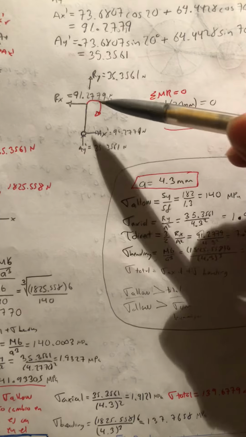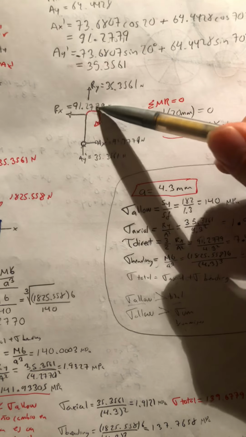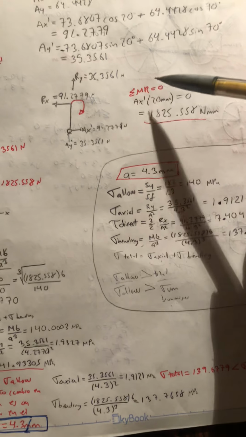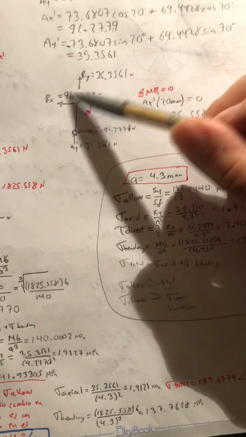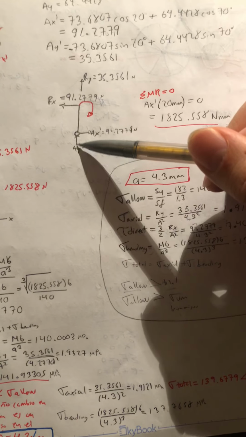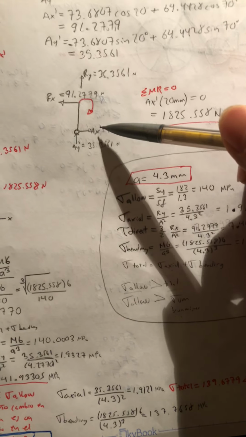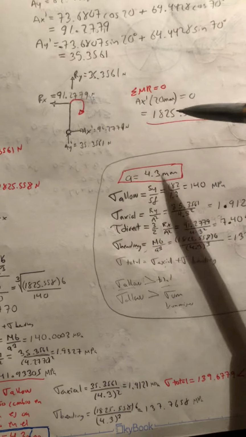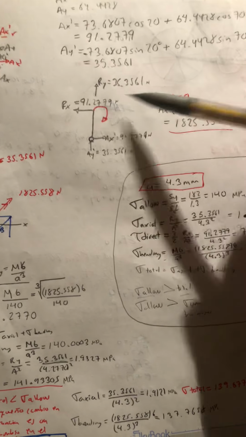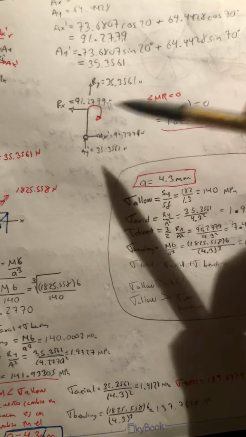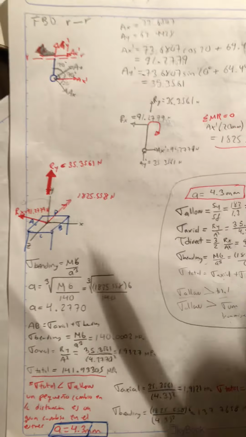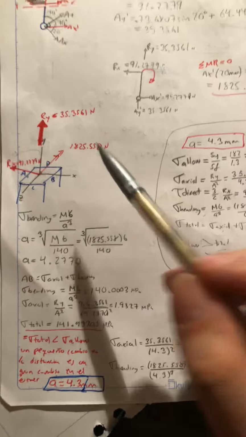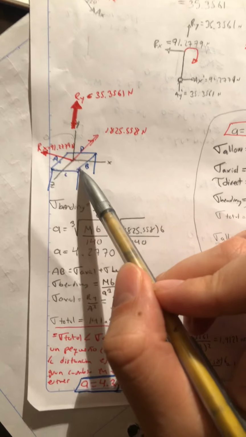So after we put that moment, we do sum of moments in R at this point. So these two are gone, Ay prime is gone, and only Ax prime is left. So we multiply Ax prime by 20 millimeters, which is the length of the piece of the cut here, which is what it measures. Then we will do the diagram of the cut.